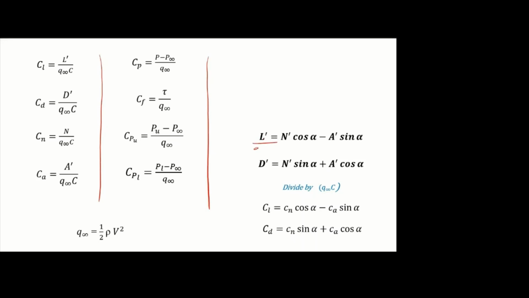What you have to do? Simply you have to divide this by Q infinity C on both sides. So if you divide L dash by Q infinity C, it is CL, N dash by Q infinity C is CN, and A dash by Q infinity C is CA. Similarly here also, if you divide by Q infinity C, you will get these two equations. Is that clear?